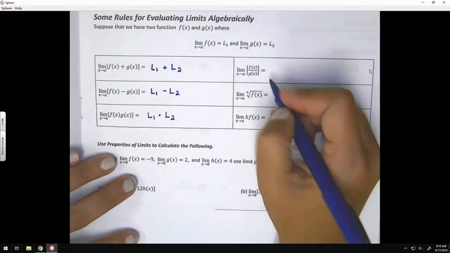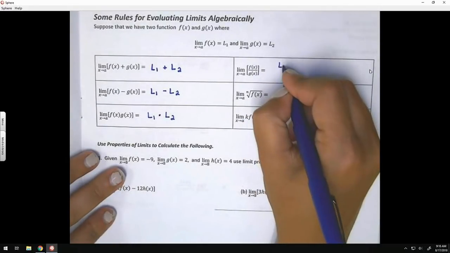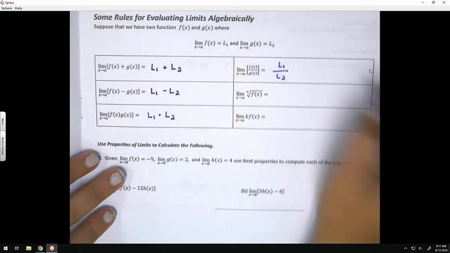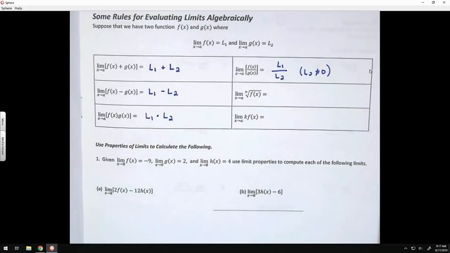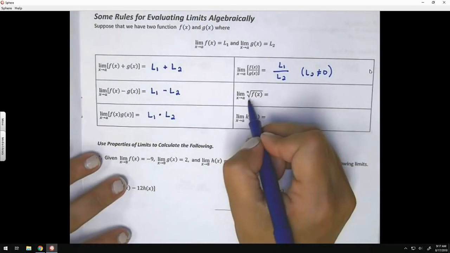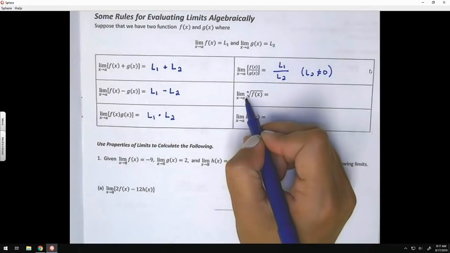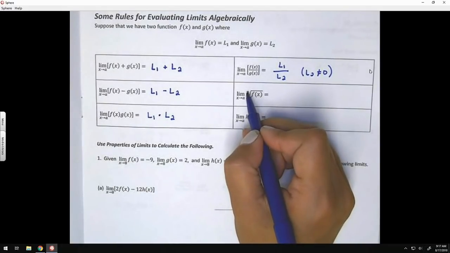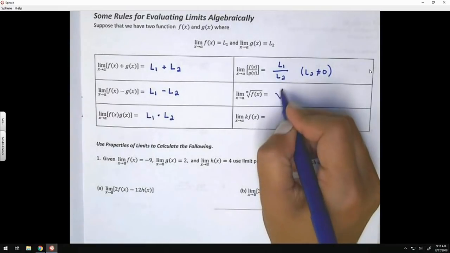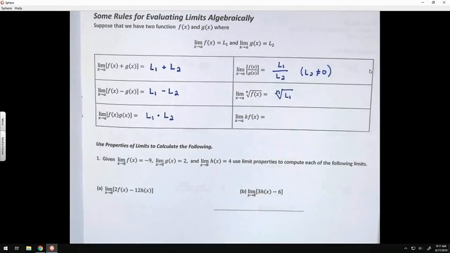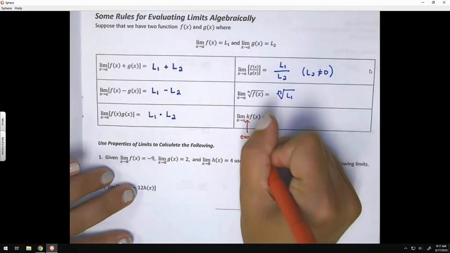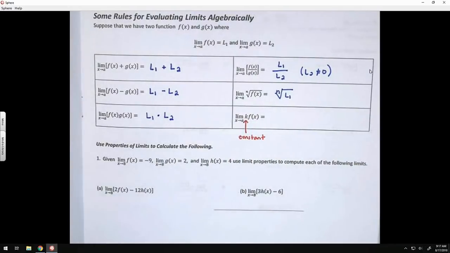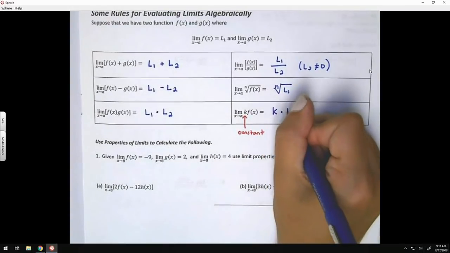If we want to know the answer of f(x) divided by g(x), we would just do the answer from number 1 divided by the answer from number 2, as long as the answer from number 2 is not 0, because you don't want to have a 0 in your denominator. If we want to know what happens when we take the root, it could be the square root, cube root, fourth root, fifth root. That's why there's an n there. It could be any root you want. You just do the root of the answer. And if you want to know what happens when you have a constant, so k just stands for a constant here, like some number like a 3 or a 4, times your f(x), you just do the constant times the answer from f(x).